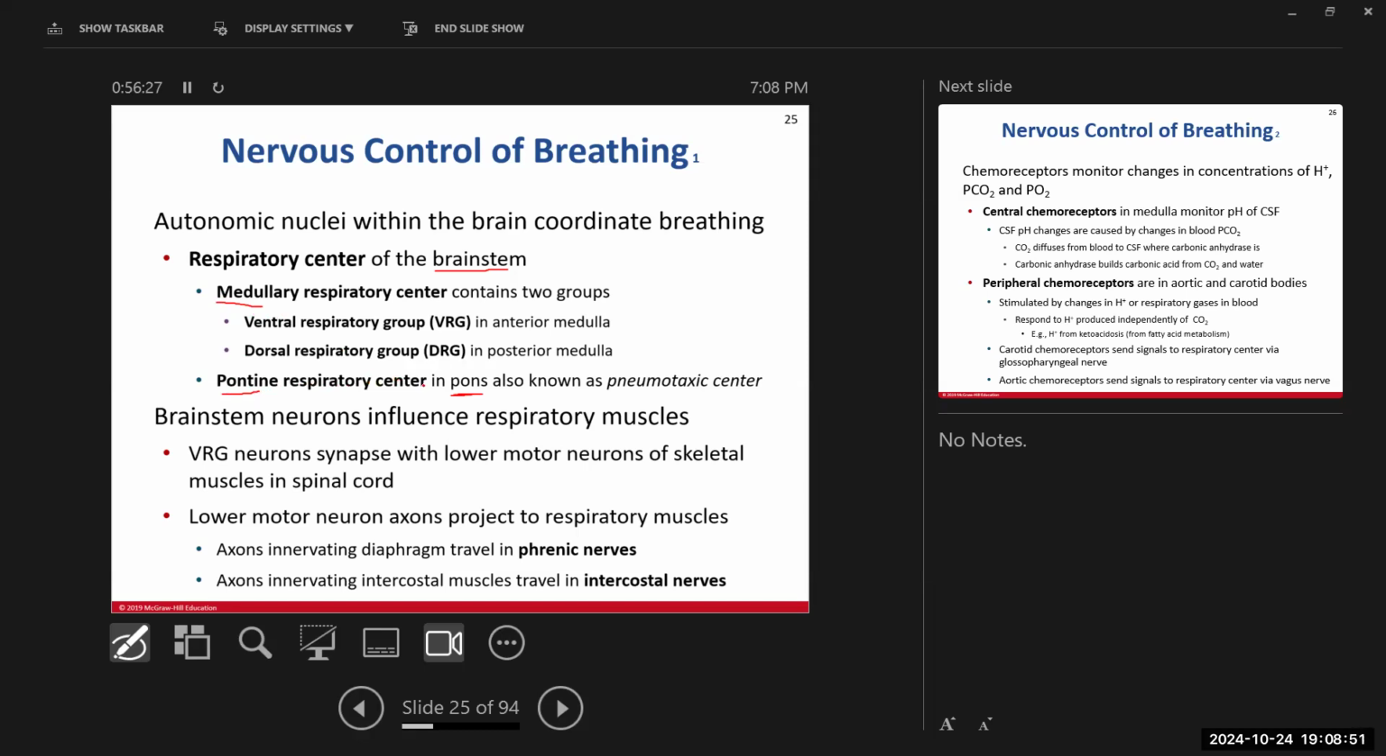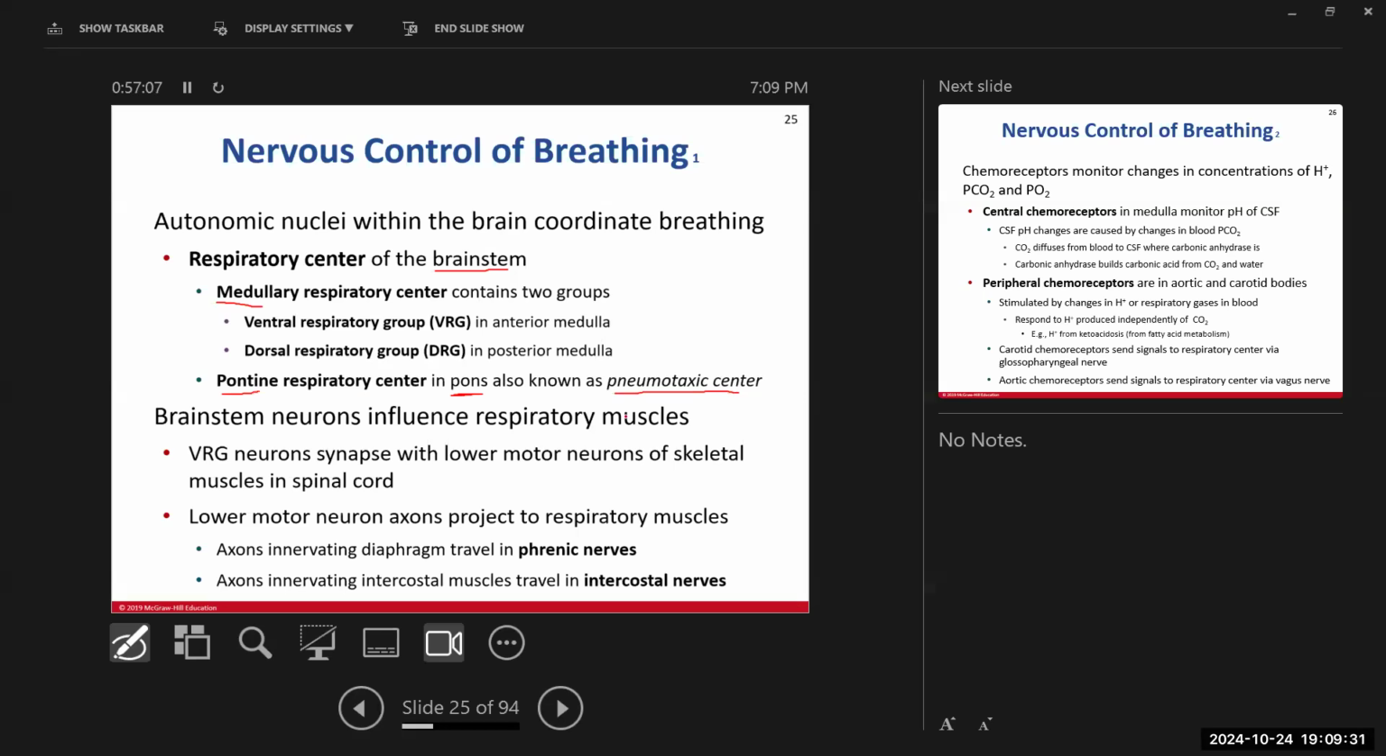The pons, or the pontine respiratory center, also known as the pneumotaxic center, just makes our breathing more fluid. It's pretty much effortless for us during eupneic breathing to breathe in and to breathe out. If you damage the pons, your breathing is much more ratcheted. So again, the pons helps with that nice transition between inspiration and expiration. Do we need it to live? We need it to live comfortably. But we need the medullary respiratory center. You need that to live.